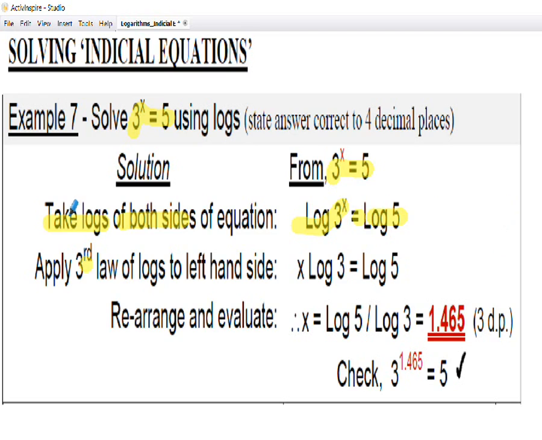So I'm applying the third law of logarithms here to the left hand side of the equation. So I've got log a to the n, log 3 to the x. In the previous line, I now write that as n times the log of a, so x times the log of 3 in this case. That's equal to the log of 5, so simply rearranging the equation, x is equal to log of 5 divided by log of 3, which gives us 1.465, 3 decimal places. You can always check the values of x by putting them back into the original equation, and if we have 3 to the power of 1.465, we get 5. So it checks.